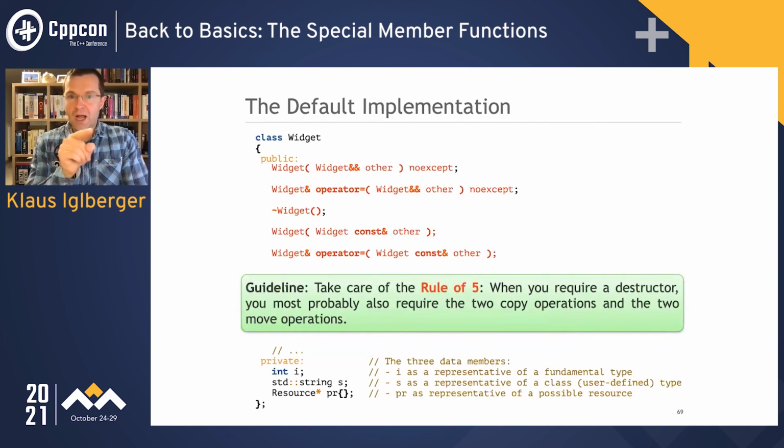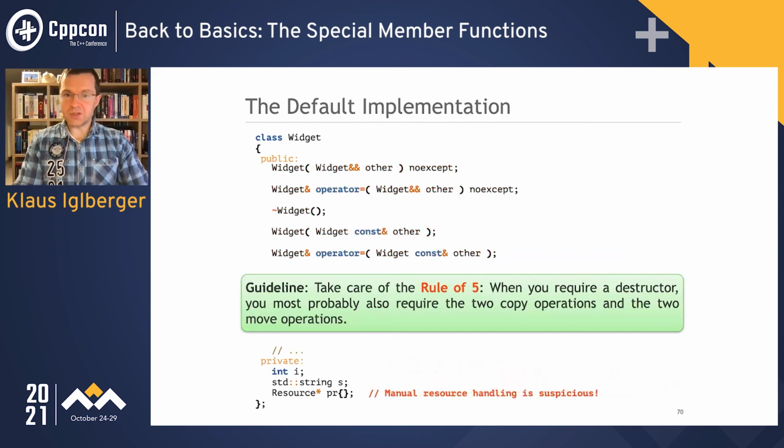So if you do have to write a destructor for some reason, then most likely you will also require the 2 copy operations and the 2 move operations. Suddenly you have to think about all of them. And of course, that kind of sounds like work. So again, the raw pointer causes all this trouble. The pointer that we have to take care about explicitly, manually. What we should do is again to think about how to deal with this in a better way.